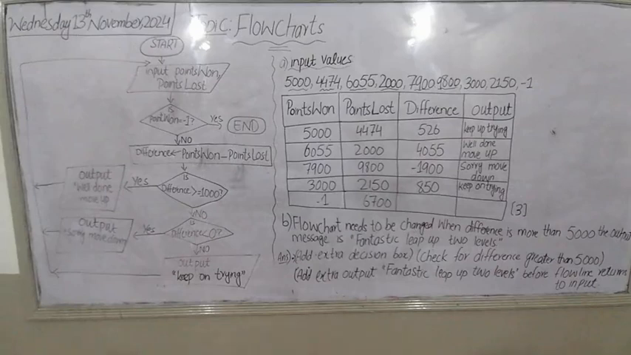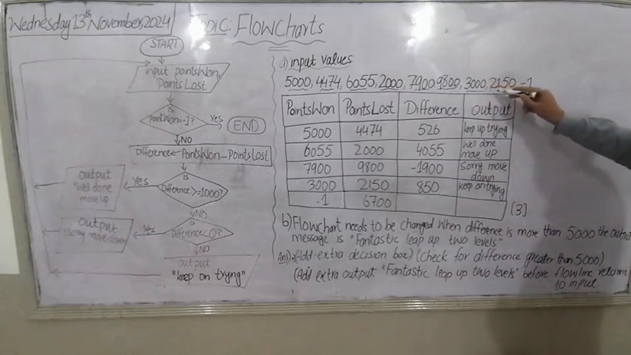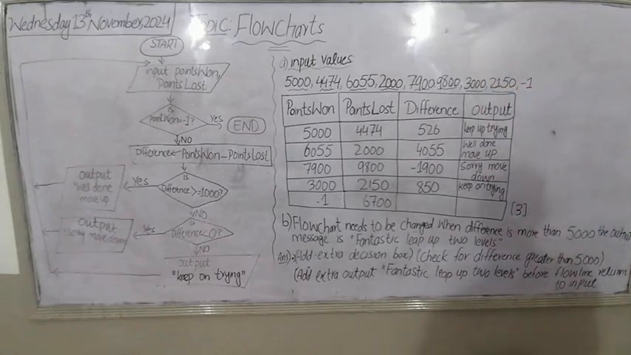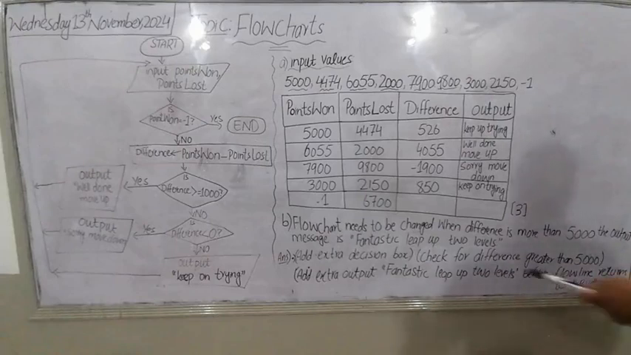After that we again move up to the input portion, and again you have to take two values. This time we have 3000 and 2150. So we have inserted the two values here.